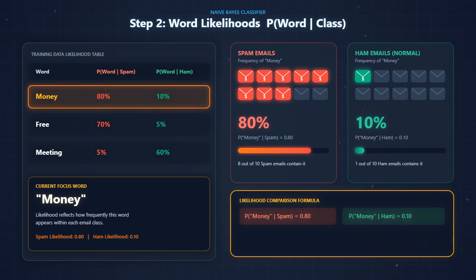First, we tokenize the message into individual words: get, cash, and now. We then look up the historical frequencies of these words in both spam and ham categories. By breaking the message down into discrete features, we prepare our model to apply the mathematical machinery of Bayes' theorem to calculate the likelihood of this specific combination of words.